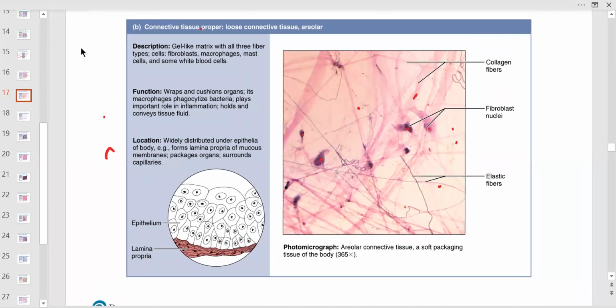So I'm going to be pretty lenient with you folks when it comes to elastic versus reticular fibers. But what you're going to have to know is what elastic connective tissue looks like versus reticular connective tissue. So what is this? This is areolar connective tissue. And three main fiber types, cells, and there's macrophages in there. Sometimes there's other immune cells. So its function is cushioning organs, it holds organs in place.